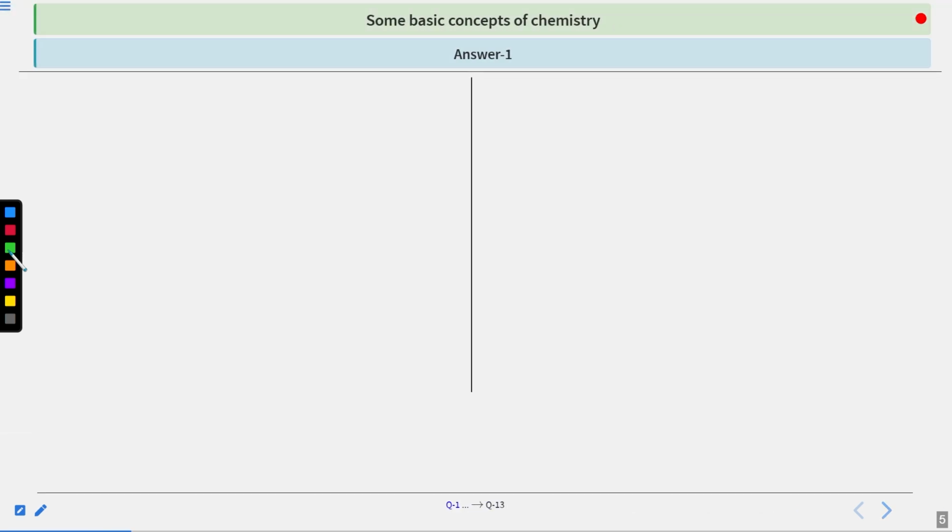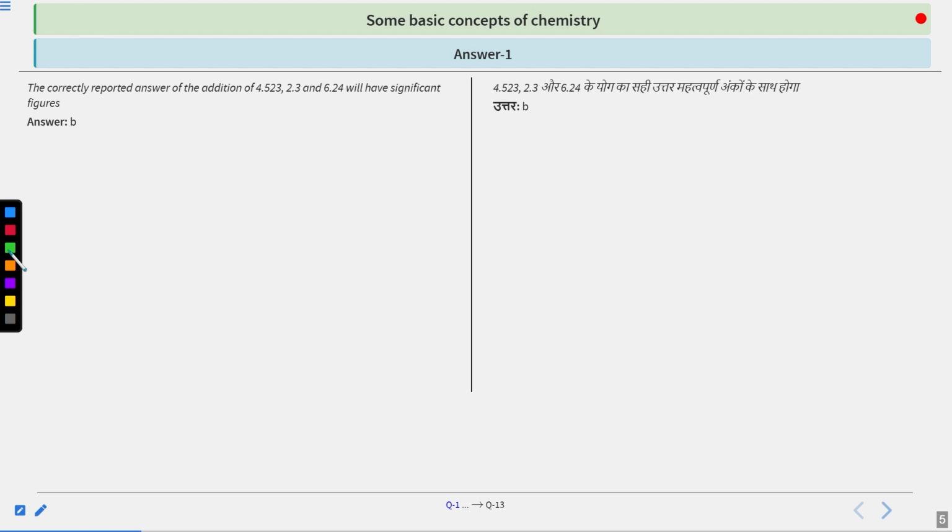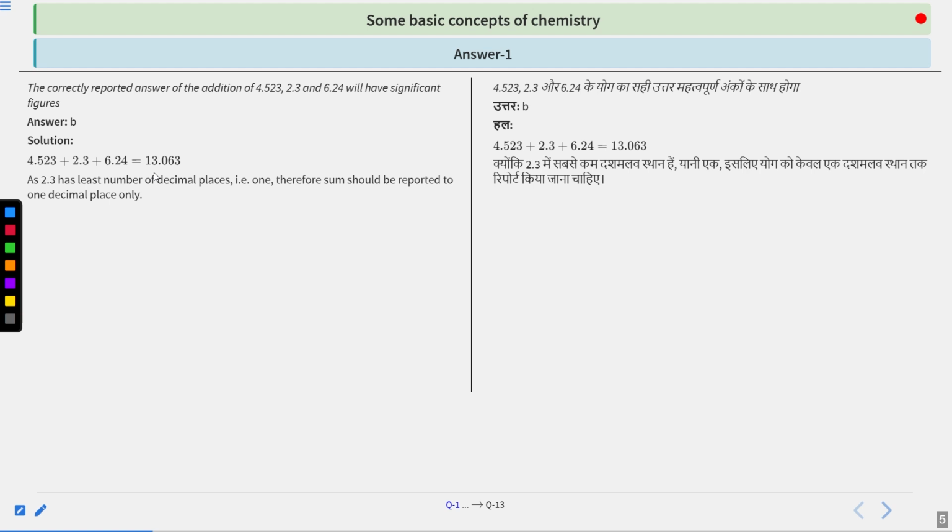Let us see the answer. First of all, this was the question. We have to find the number of significant figures in the sum of these three numbers, which are 4.523, 2.3 and 6.24. For this, the correct option is B. Very simple, we have to add these three numbers. For that, we will get 13.603. Now, what will be the number of significant figures?